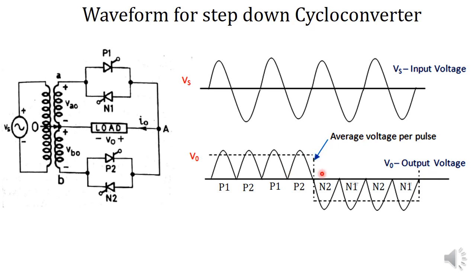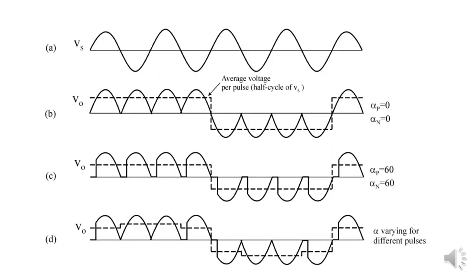So we can see in this case the supply frequency is reduced, the output frequency is less than the supply frequency. Now let's see what happens when the firing angle is also controlled in the case of a cycloconverter. Figure B shows the same waveform that we have discussed earlier. Here the firing angle was not controlled.